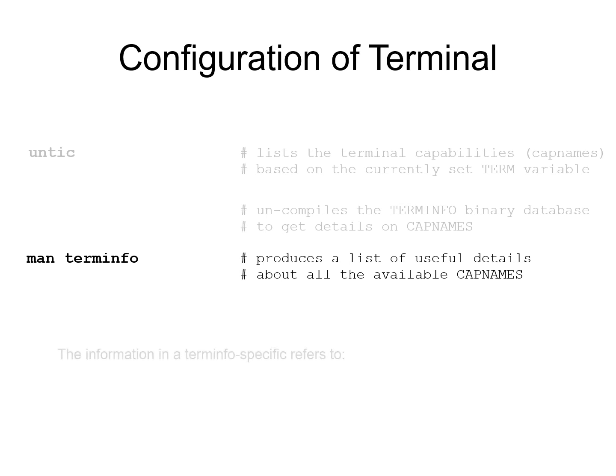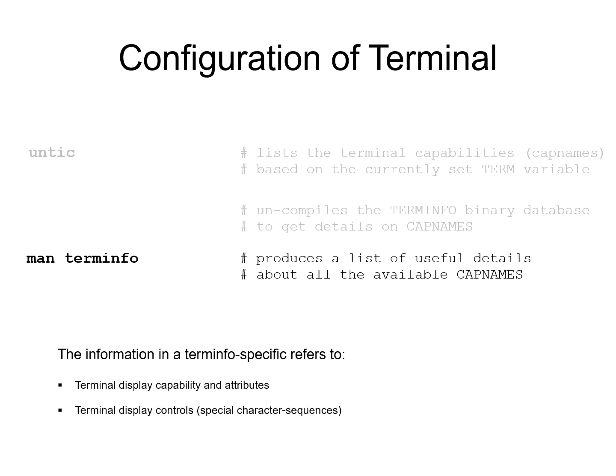The information in a terminfo specific file falls into the following categories: terminal display capability and attributes, terminal display controls, also known as special character sequences, and terminal special key definitions, such as function key character sequences. For each piece of information, a special word is assigned, called a mnemonic. These words are the ammo for our next slide.